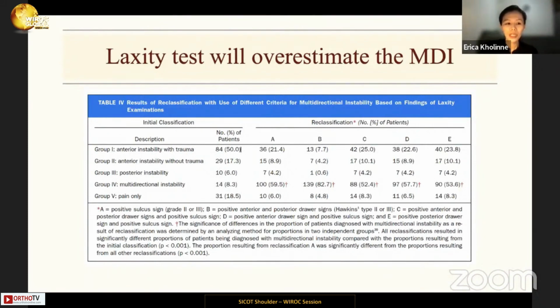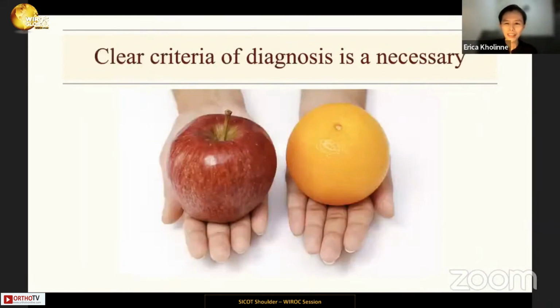This observation is important because the results of studies may vary if patients with traumatic instability are considered to have MDI just because of positive laxity testing. So until the criteria are clear, investigators or researchers will not be able to contribute in a compelling way to understanding the condition, since they cannot know whether studies are comparing apples and oranges.